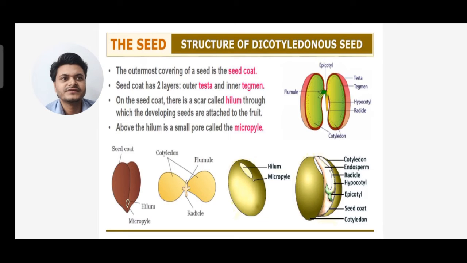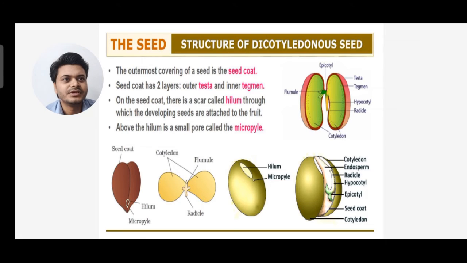Now the structure of seed. First I'll discuss the structure of a dicotyledonous seed. The outermost covering of the seed is called the seed coat, and the seed coat has two layers, that is outer testa and inner tegmen. Seed coat has how many layers? It has two layers. What are they? Outer testa and inner tegmen. On the seed coat, there is a scar called the hilum through which the developing seed is attached to the fruit. Above the hilum is a small pore called the micropyle.